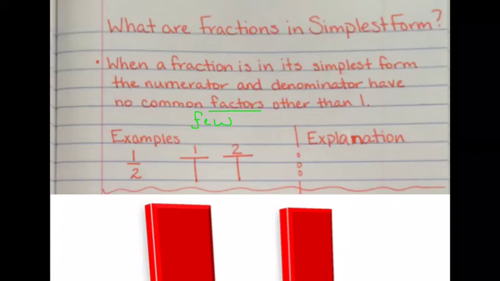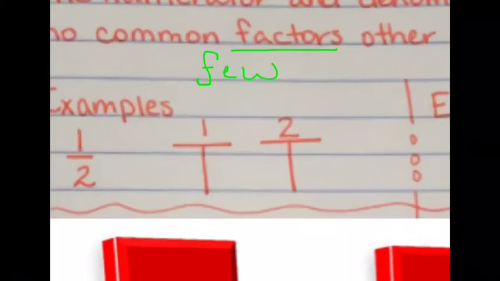Okay, so our first example is 1/2. We're going to see if 1/2 is in its simplest form. So if we list the factors for 1, we have 1 in itself. Okay, so the only factor for 1 is 1. The only factors for 2 are 1 and 2. Okay, do these numbers, 1 and 2, have any factors that are in common besides 1?